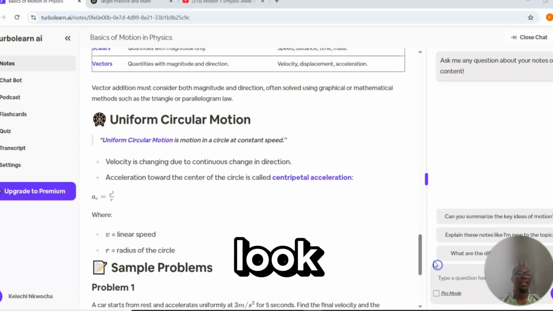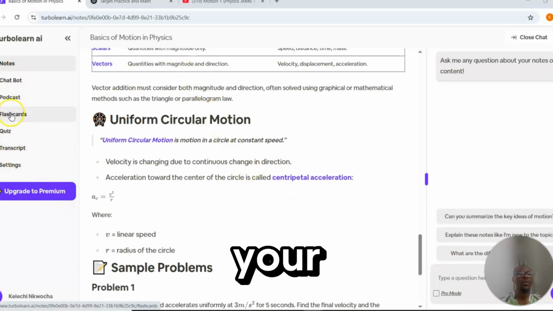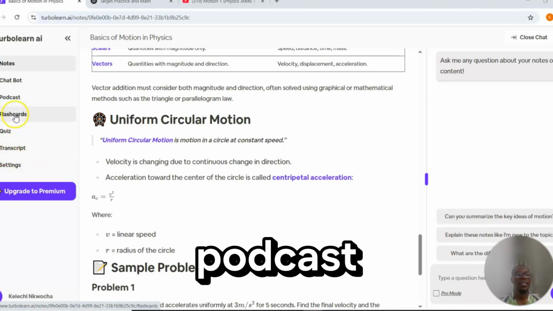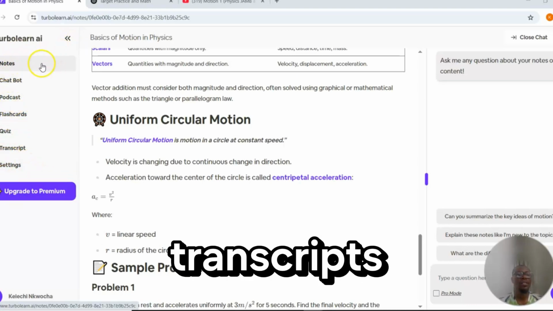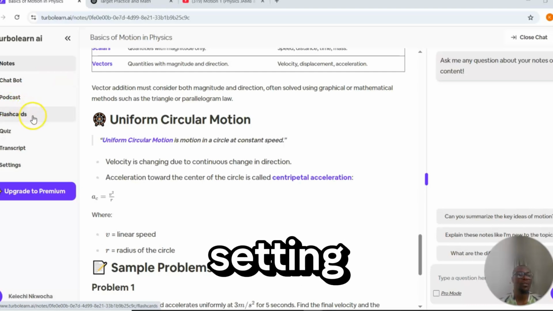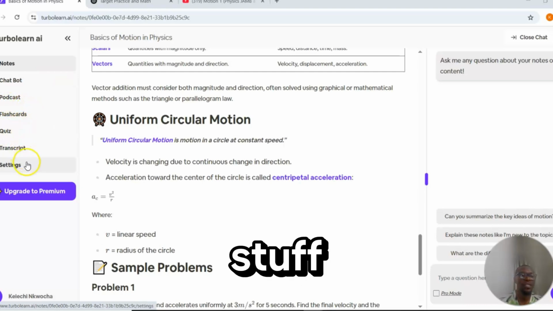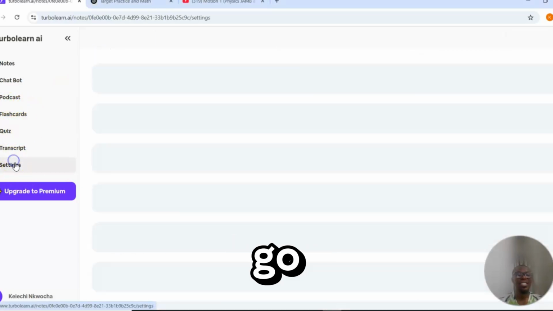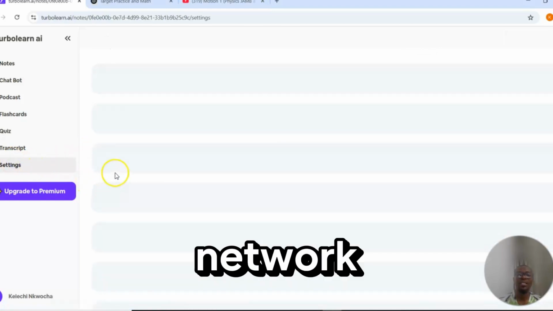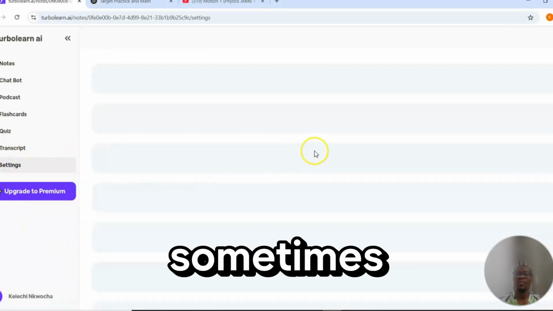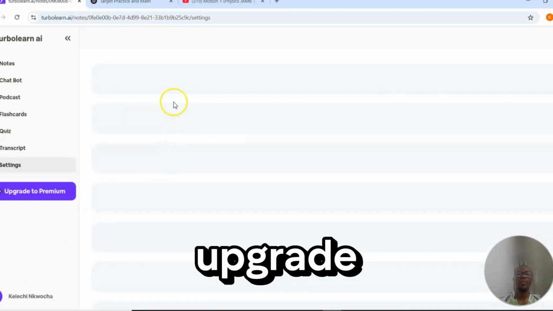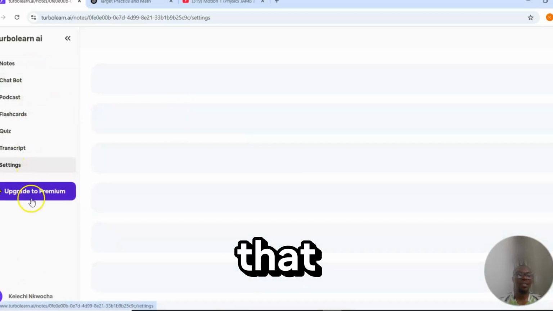But if you look at your Turbolearn, we've explained your notes, your chatbots, your podcast, your flashcard, quiz, transcript, and so many things. The setting is just basic stuff, really. We don't have to go into it, and the network seems to be very, very bad. And sometimes too, maybe if you upgrade to premium, you don't have to do that at the moment.